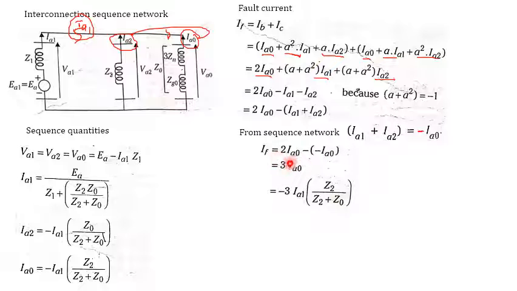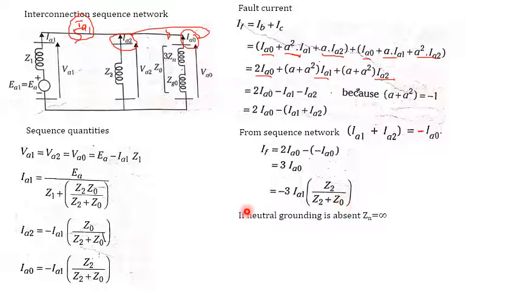So we know what IA0 is. From this equation, what is IA0? IA0 is equal to minus IA1 into Z2 divided by Z2 plus Z0. So I told you clearly that the fault current equation should consist of the relation with the zero sequence impedance.